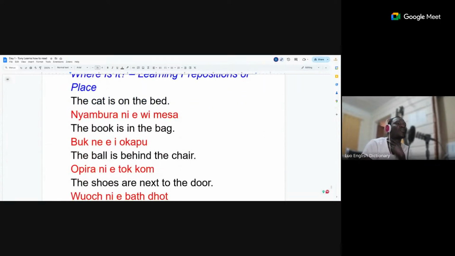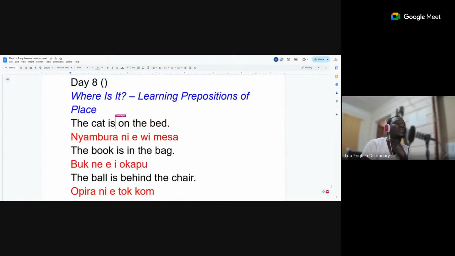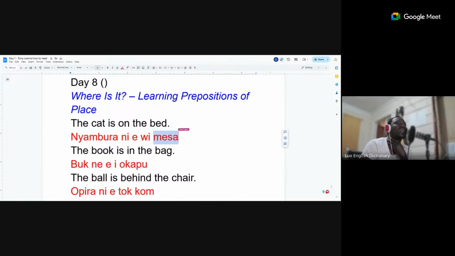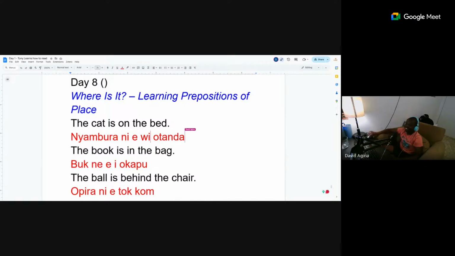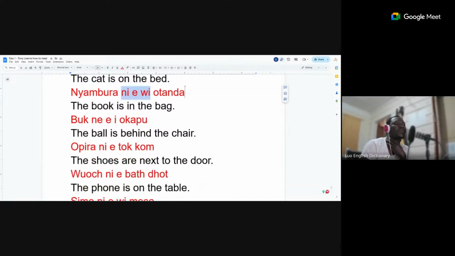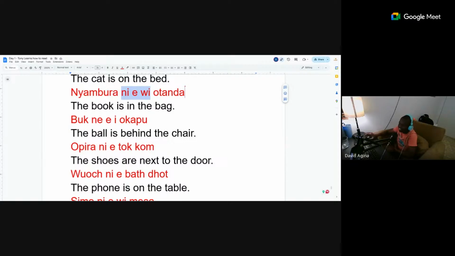Now let's try to look at what it means. Why did we say mesa on the first one? Bed is not mesa. You told me to put mesa. Mesa is not bed. It is actually otanda. Why couldn't you tell me something was wrong? Because I forgot. So ni ewi would be on top of the bed. That would mean on top. Also, I read that as table and not bed. I don't know why.